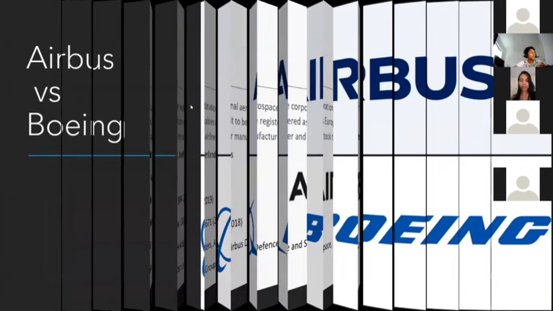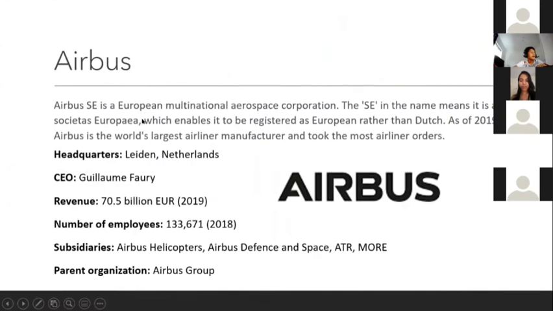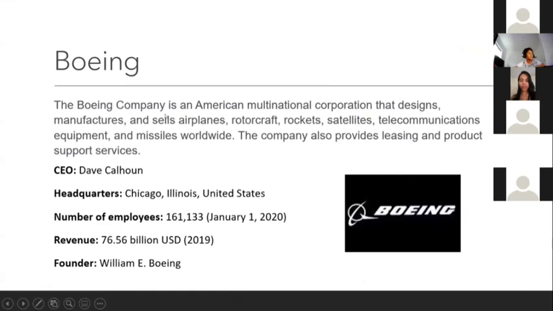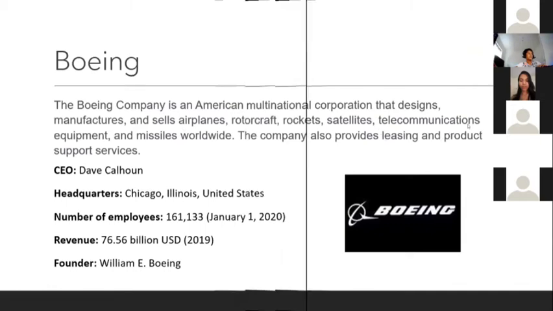Airbus is a European multinational aerospace corporation, and it's registered as Societas Europaea, which enables it to be registered as European rather than Dutch. As of 2019, Airbus is the largest airline manufacturer, which took the most airline orders. Boeing, on the other hand, is an American multinational corporation that designs, manufactures and sells aircraft, rotorcraft, rockets, satellites, and telecommunications equipment. The company also provides leasing and product services.